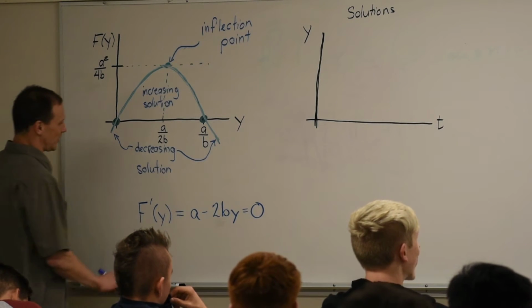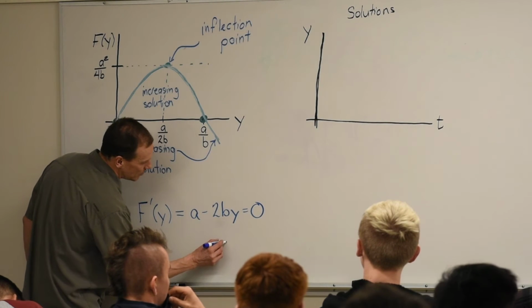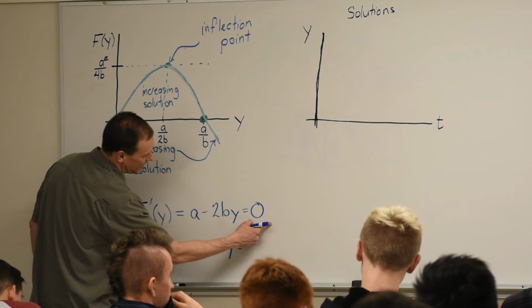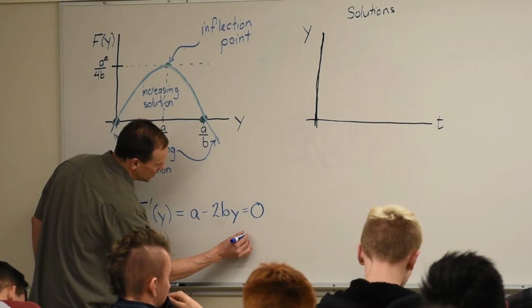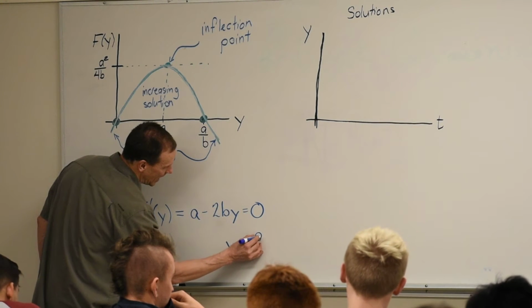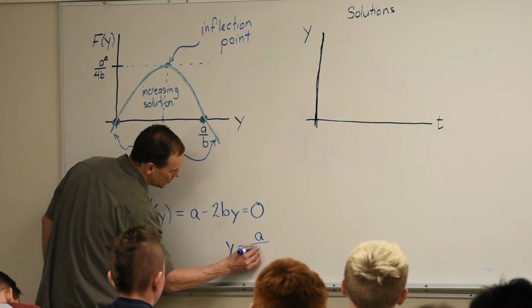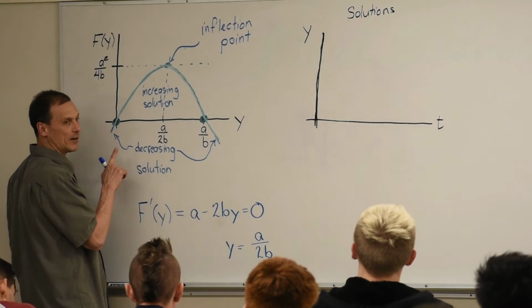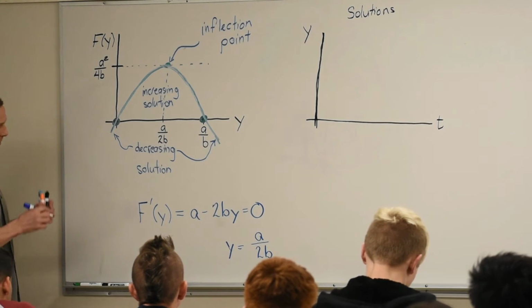And if I solve this for y, I have y equals, so I move the a over, so it becomes negative. I divide by negative 2b, that's positive, so I have a over 2b. And that's exactly what we have. Okay, so far things are matching up.